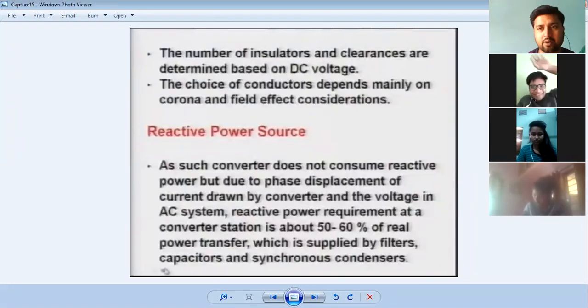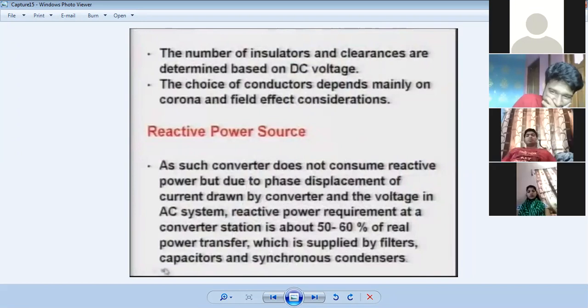Earlier we have studied that the filter also supplies reactive power. So filter and capacitor and synchronous condenser also supply reactive power. Okay.